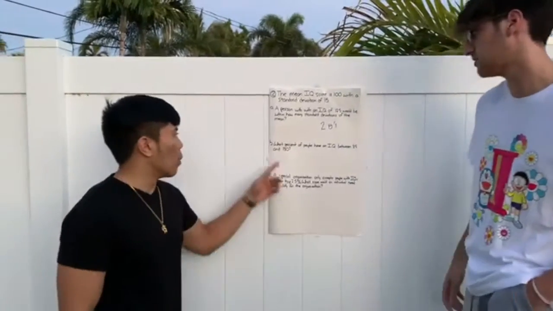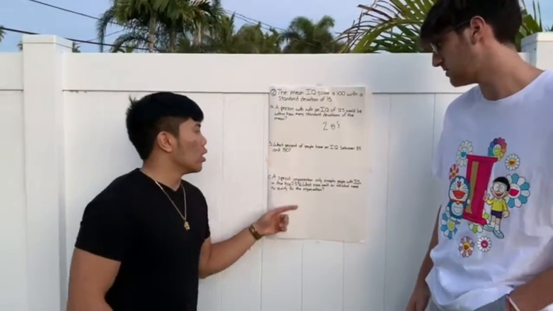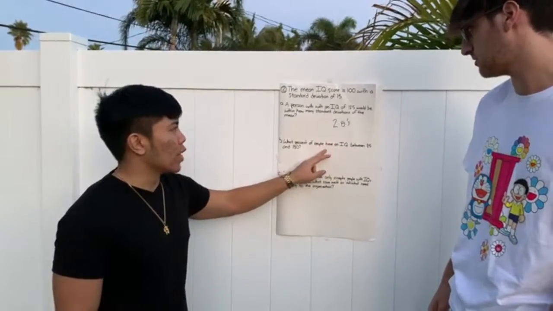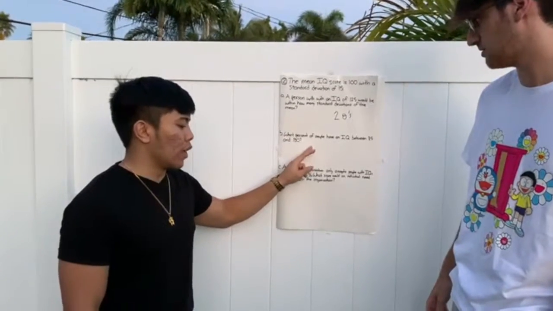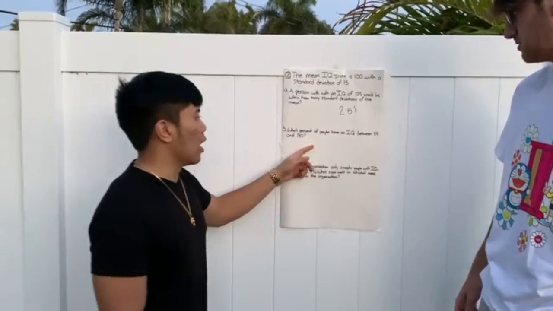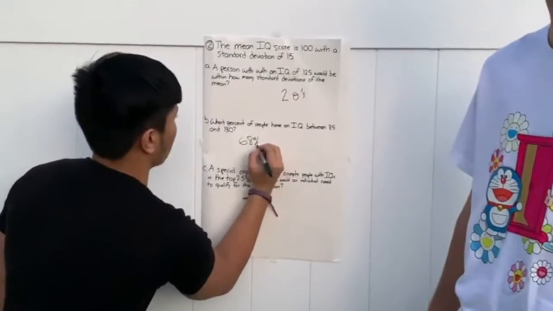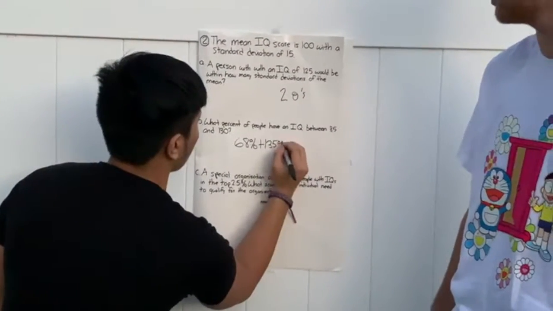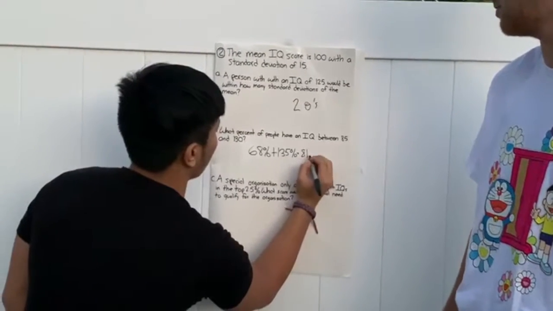Now B asks, what percent of people have an IQ between 85 and 130? Basically, 85 would be 1 standard deviation to the left of the mean, and 130 would be 2 standard deviations to the right and above the mean. So that would be 68% plus 13.5%, which equals 81.5%.